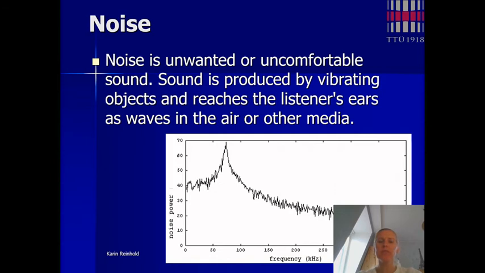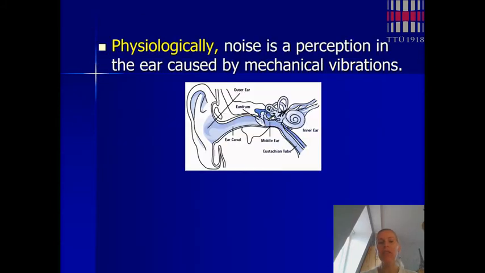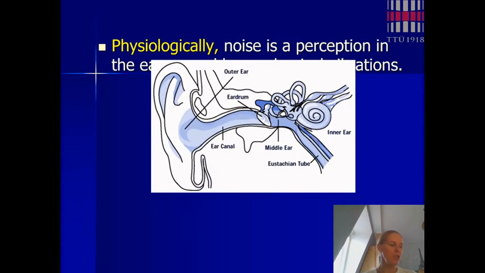So what is noise? Is music noise? I would argue that music is not noise because we enjoy it. But when it gets very loud, then we can say that music is also noise, because then it becomes unwanted or uncomfortable. And noise is defined as unwanted or uncomfortable sound. Sound is produced by vibrating objects and reaches the listener's ears as waves in the air or in other media. And physiologically, noise is a perception in the air caused by mechanical vibrations.